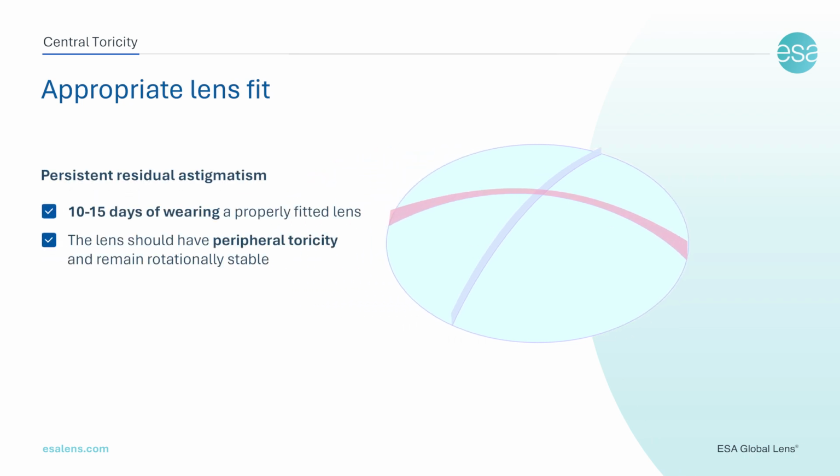Predicting the need for a dual toric lens, or calculating its precise parameters, is impossible during the initial consultation. Its necessity only becomes clear after the fitting process is complete. To confirm persistent residual astigmatism, the patient must wear an appropriately fitted peritoric lens for an additional 10 to 15 days following the initial 1-month fitting period. Only after this stabilization period can such residual astigmatism be accurately measured.